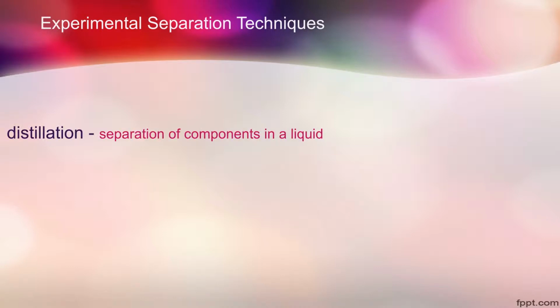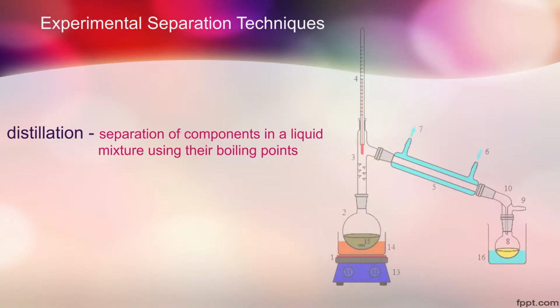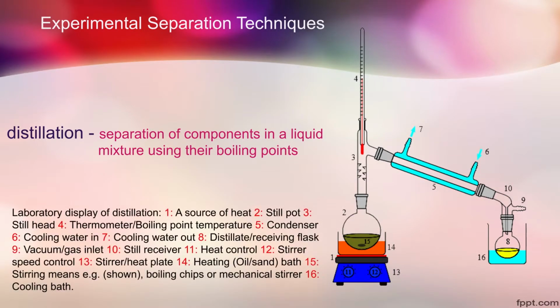Before we get too involved in the nitty-gritty of quantifying components in mixtures, let's first look at some of the handy and experimental methods that have been developed to separate the different compounds in a mixture. The first method we'll look at is distillation. In this process, the idea is to separate the components in a liquid mixture by exploiting the different boiling points of each of the components.